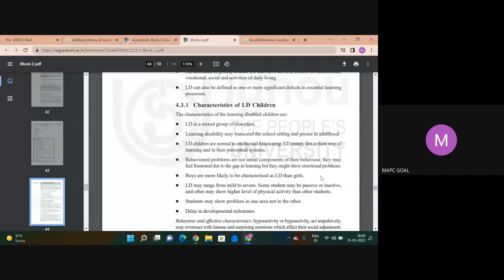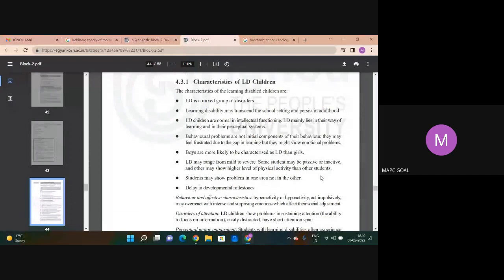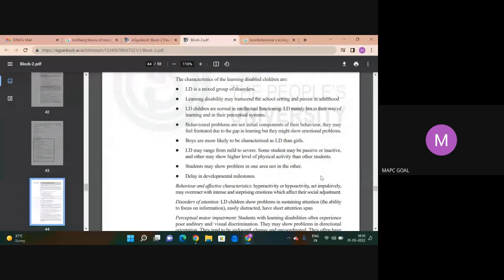When do we identify it? It starts in the school setting and then persists till adulthood. But by practice, this could be treated. Not prevented, but treated in some way. Learning disability children are normal in intellectual functioning, but some areas of life are affected. One or two areas could be affected. They have behavioral problems also. They are socially and emotionally affected; they don't want to show their emotions, and there are certain emotional problems at the same time. All these characteristics are there.